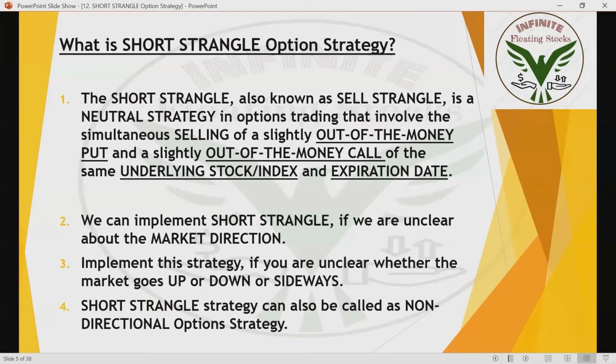I'm hoping that you are pretty clear with the definition and what has to be done when you're dealing with short triangle. It's very simple. You just need to sell a slightly out of the money put and a slightly out of the money call. That's it. Now I'll be telling you when to do that, at what time you need to do that, when to exit, at what time you need to exit, and which strike to choose among the four to five slightly out of the money strikes. I'll be explaining all those things in detail in the next few minutes. Stay excited.